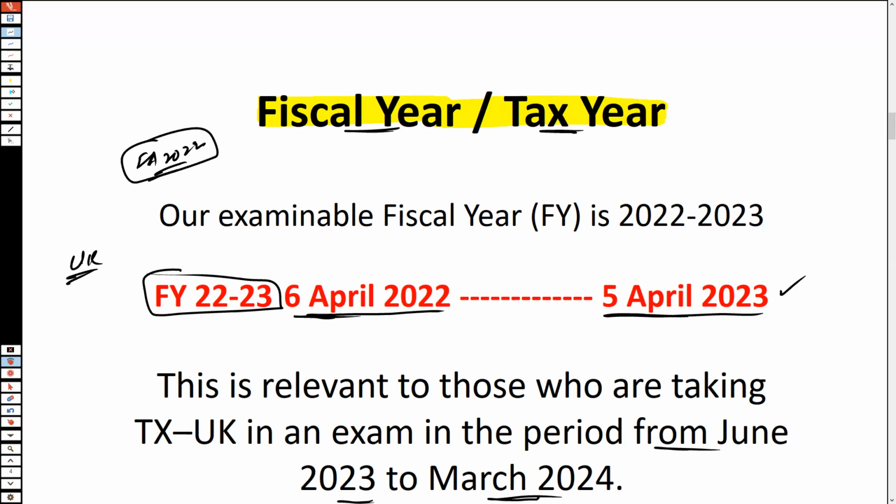So I repeat, we have talked about two things: the Finance Act 2022, and thereafter the fiscal year 22-23 is relevant for those students, and the relevant dates for the fiscal year 22-23 start from 6 April 22 and end on 5th April 23. Be aware of these dates because we shall be performing all of the calculation according to these dates.